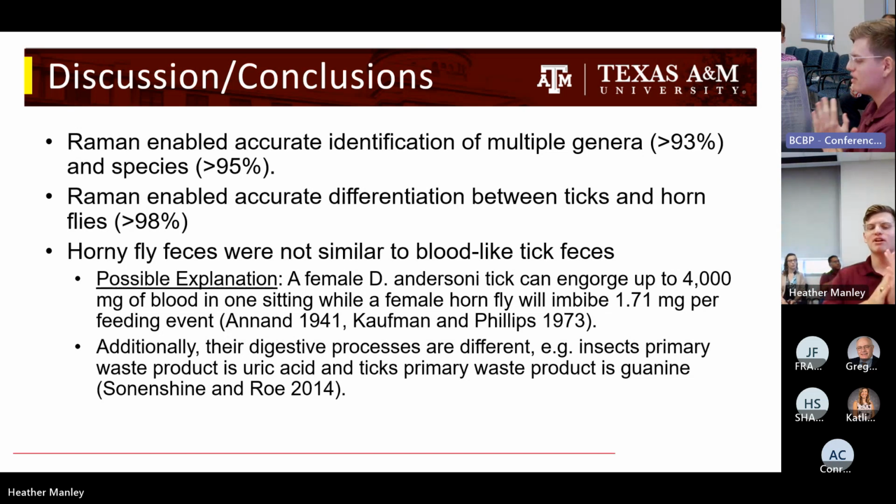Additionally, which might be a little obvious, their digestive processes are different. For example, insects' primary waste product is uric acid, while ticks' primary waste product is guanine. For anyone who's confused, ticks are not insects, they're arachnids.